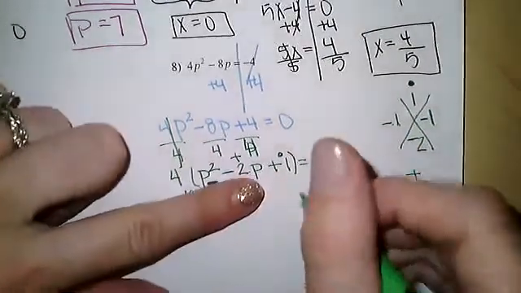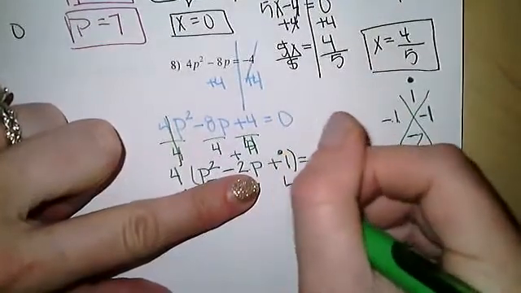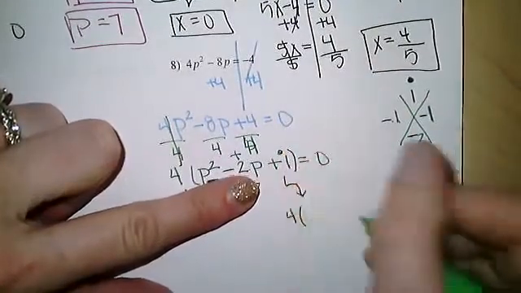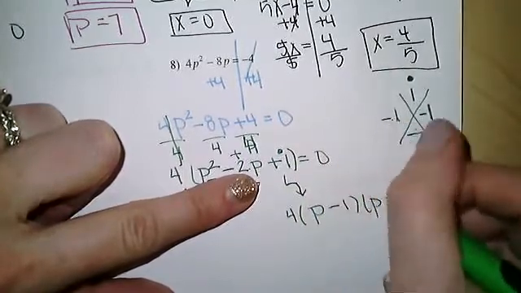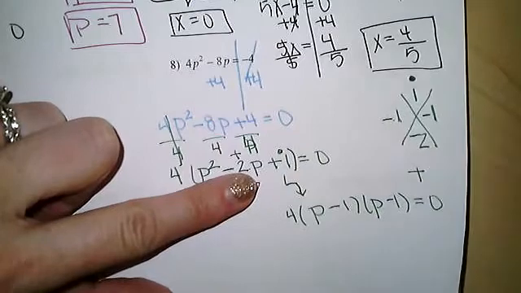So I'm going to carve out a little bit of space. I ran out just down here. So we're going to keep our 4 out front. And we're going to put our p minus 1. And p minus 1 equals 0.